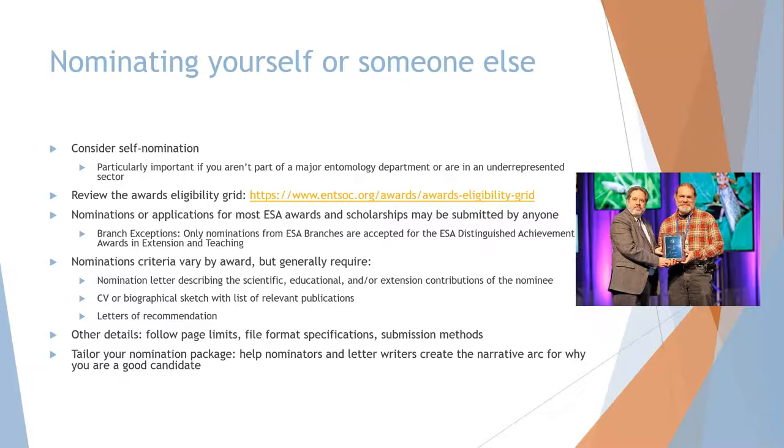Now, clearly, the nomination criteria are going to vary by the award because they're all looking for specific things, but they're all going to generally require a nomination letter describing why the person's qualified and should be selected for the award, a CV highlighting recent publications, awards, and other qualifications, and some letters of recommendation. The student and the early career professional awards tend to also require a statement from the candidate as part of the application package.